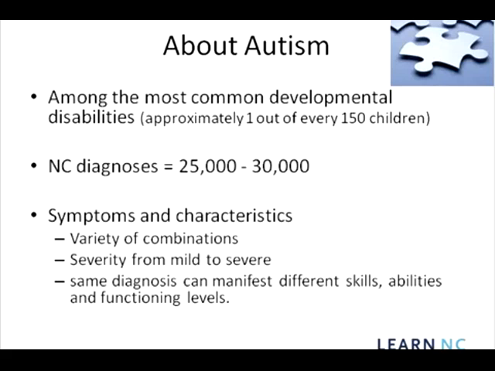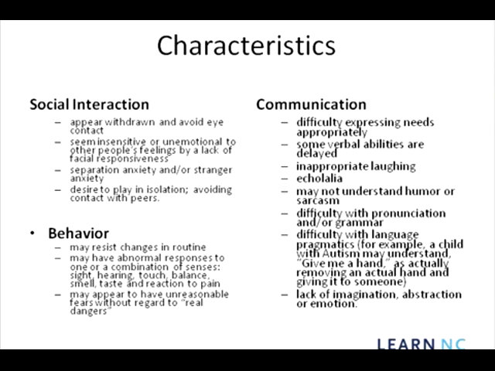The symptoms and characteristics of autism can present themselves in a variety of combinations and with a range of severity from mild to severe. So two children with the same diagnosis of autism can act very differently from one another and have very different skills, abilities, and functioning levels.